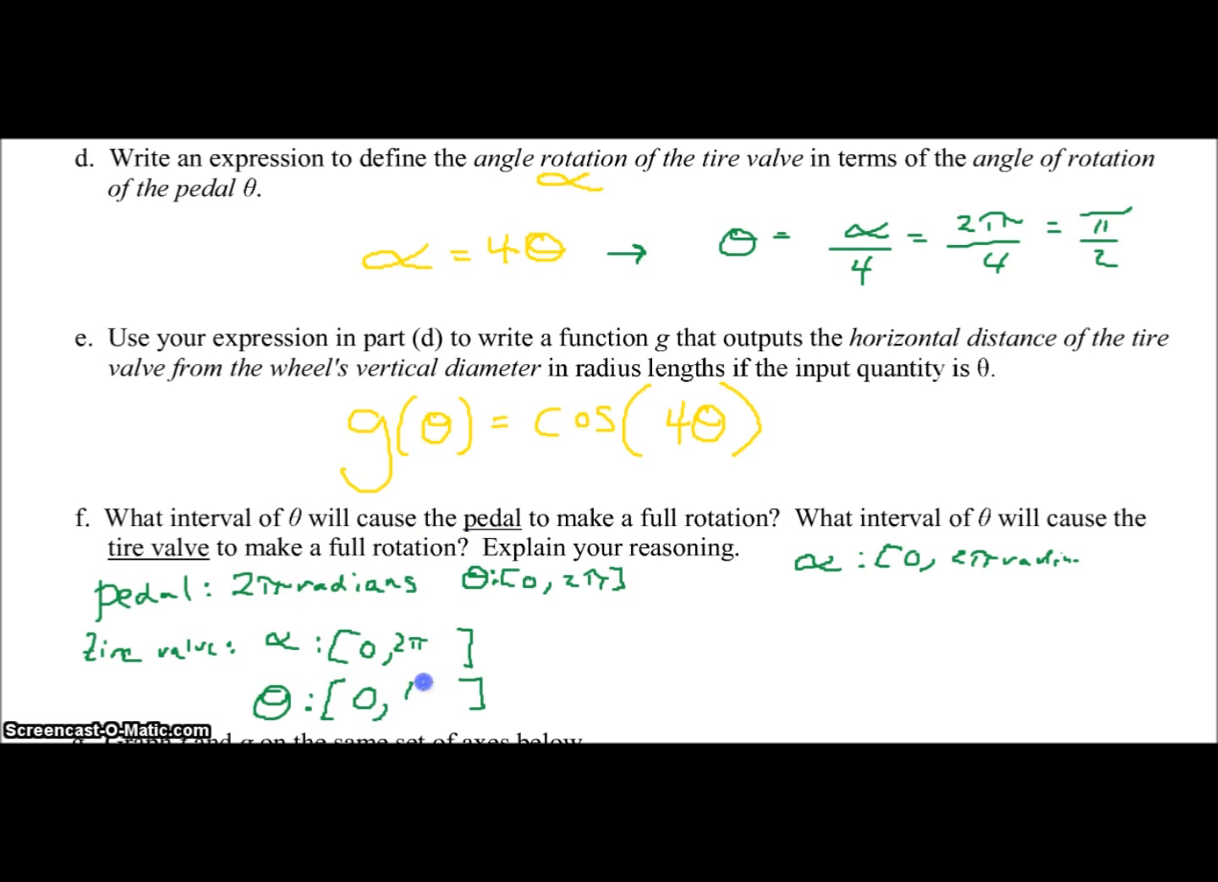Let me try to state that again. As theta goes from 0 to pi over 2, and since alpha is 4 times theta, pi over 2 times 4 gives us 2 pi, a full revolution. So if we just turn our pedal pi over 2 radians, the entire tire valve goes around 1 complete revolution.